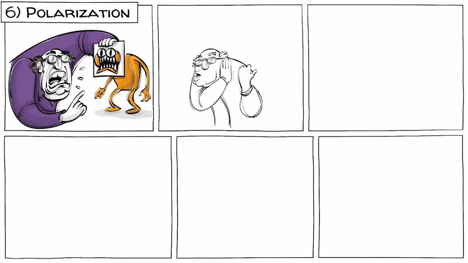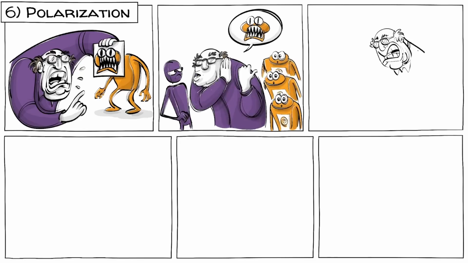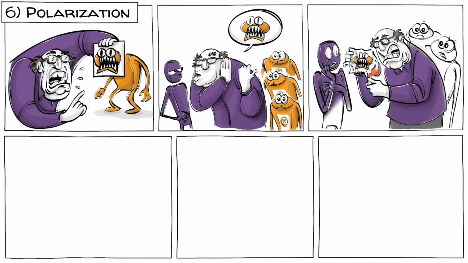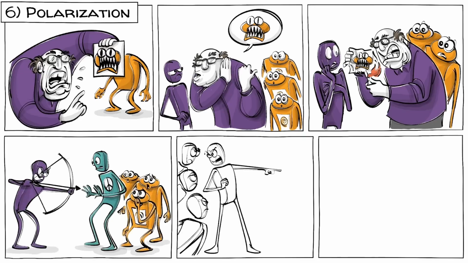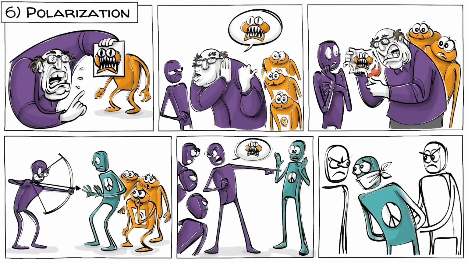Sixth is polarization. Extremists now demonize the targeted group and try to fully divide society by demanding that everyone must take a side. Moderators who want to reduce the tensions are often identified as enemies and silenced.